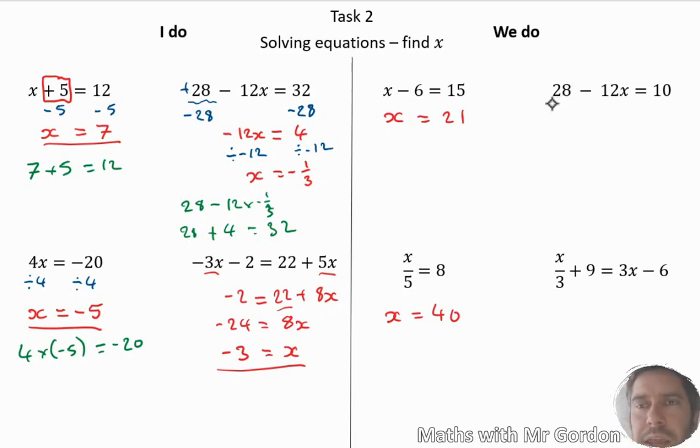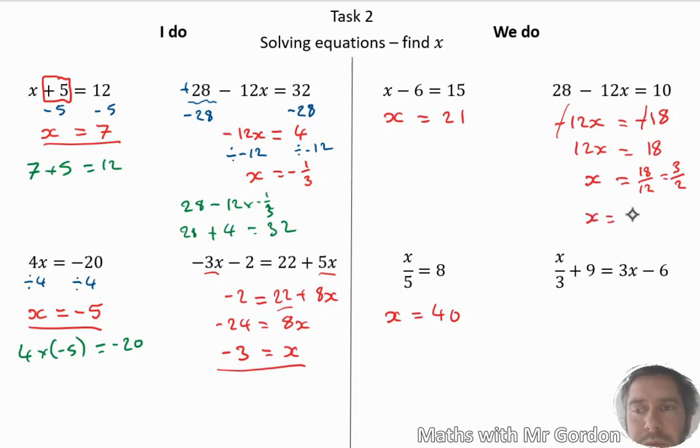Let's take away 28 from both sides. We've got positive 28. We're going to take it away from both sides. So 10 minus 28 gives us minus 18. Now both are negative, so I'm just going to remove those negative signs. We get 12x equals 18. And then for x, we're going to divide both sides by 12. So x equals 18 divided by 12. And then we take out the common factor here. So that's the same as 3 over 2, or 1.5. So let's write x equals, I'm going to put it in decimal here, x equals 1.5.